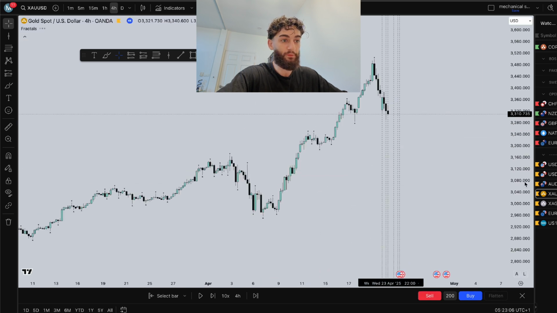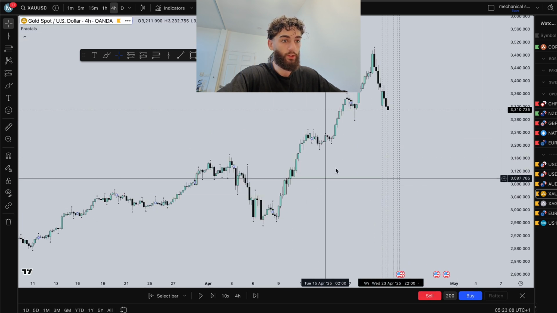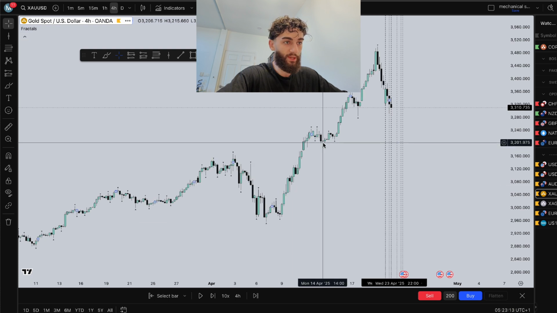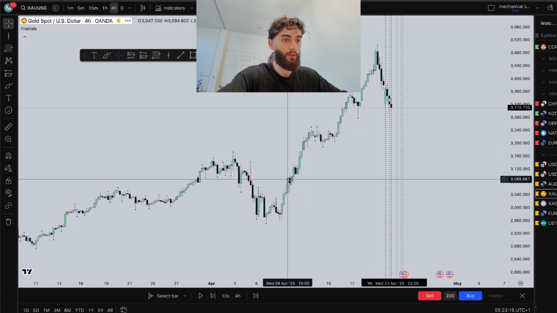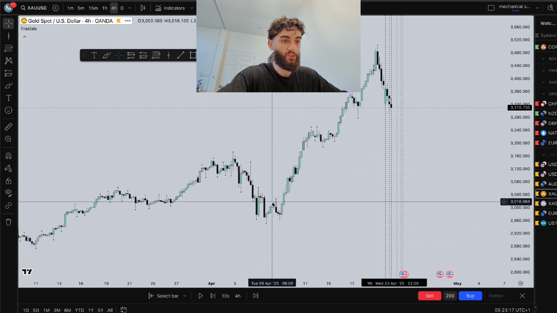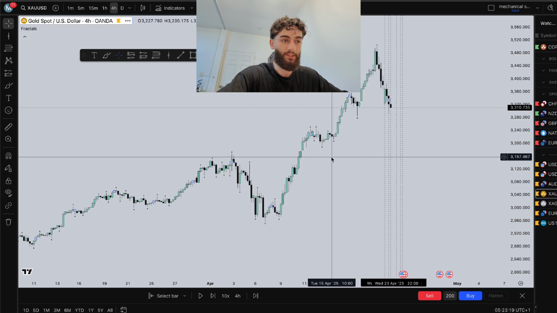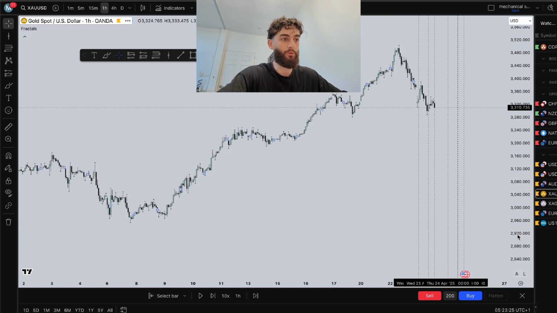Let's look at the significant fractals. What have we got? 1, 2, 3. One low getting raised, then another getting raised. That's 3 in a row. That's the downside checked. Now the top side, 1, 2, 3, 4. That's minimum 3. So we're bullish on the 4 hour.